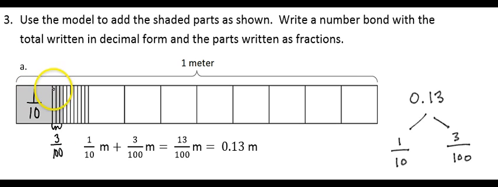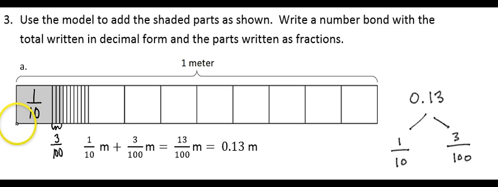Each of these sections represents 1 centimeter. There are 100 centimeters that make up a meter, so we have 3/100ths of a meter in this shaded section. So when I add 1/10 of a meter to 3/100ths of a meter, I get 13/100ths of a meter. Now how do we get 13/100ths?